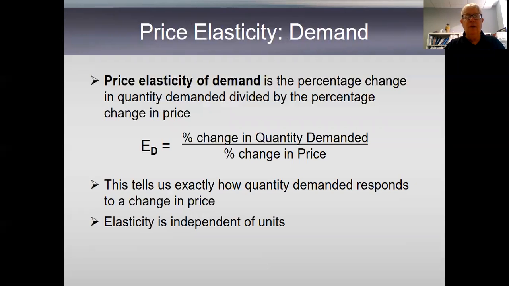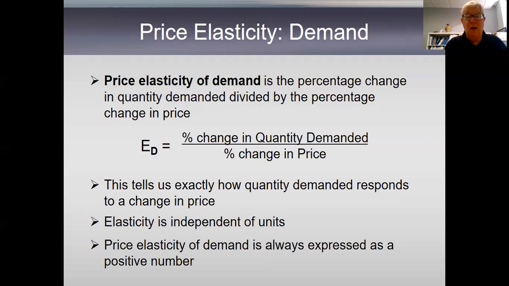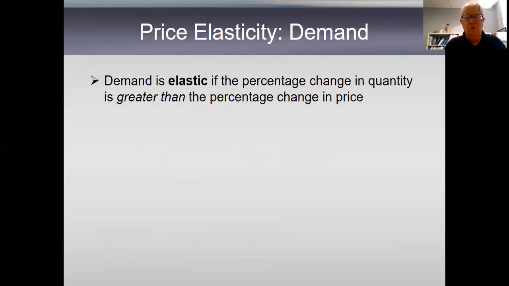So our first definition is that the price elasticity of demand is the percentage change in quantity demanded divided by the percentage change in price. It tells us how responsive the quantity demanded is to anything that happens to price. It's always expressed as a positive number, and that's going to be a little confusing in a little bit, because you're going to calculate price elasticity of demand and find that it's a negative number. But we talk about it as if it's a positive number because it's easier to conceptualize when it's a positive number. So don't let that confuse you.